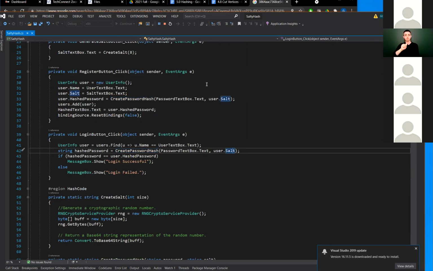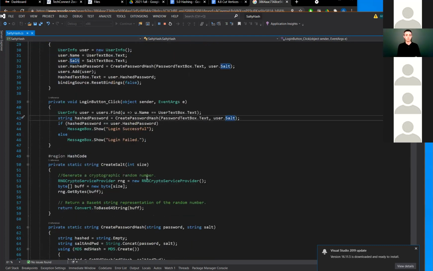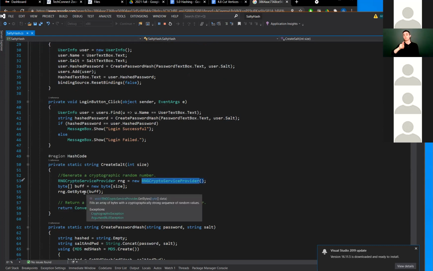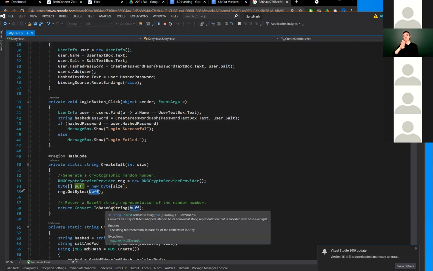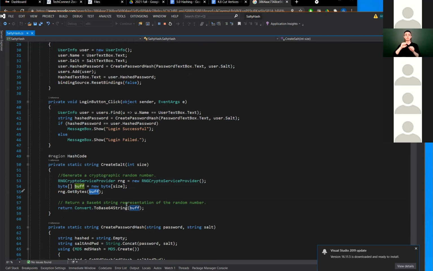That's right, it's my other button. Where's my other button? There's create salt. So here is just the random number generator, the RNG. This is using a secure provider to try to create more secure random numbers. It just populates this with a bunch of random bytes, and we convert that to a base 64 string so that we can put it into our text box and it doesn't do any weird stuff.